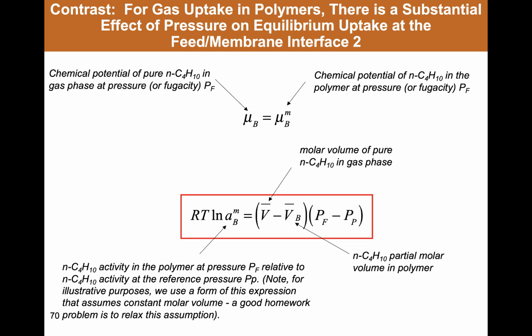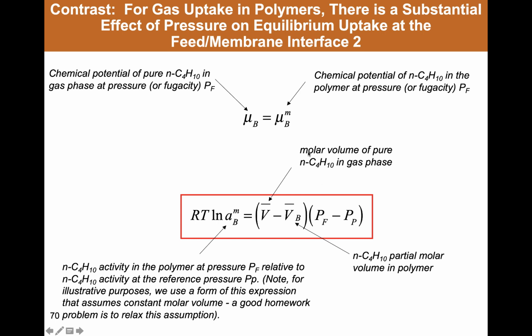We come back to exactly the same analysis, and we start at the same point, that is equating the chemical potential of pure butane gas, at a pressure, I'll call it P sub F, or fugacity in the case of a non-ideal gas, the pure butane just next to the membrane, with the chemical potential of butane dissolved in the polymer at that same pressure. And a thermodynamic analysis would lead us to exactly the same equation as we got for the case of water or solvent uptake from liquids into polymers.